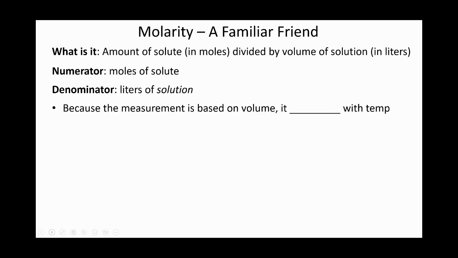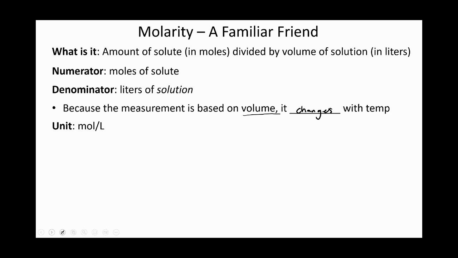One important thing about molarity is that because this measurement depends upon volume, it's going to be dynamic with temperature, or we can say that it changes with temperature, because as the temperature changes, we can see some change to the volume. And so when we have any type of calculation that is going to be across a range of temperatures, we might not want to use molarity.